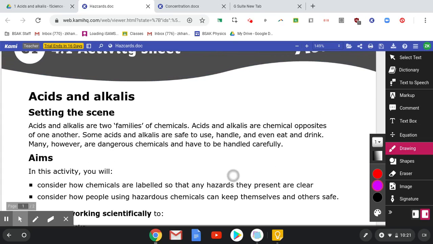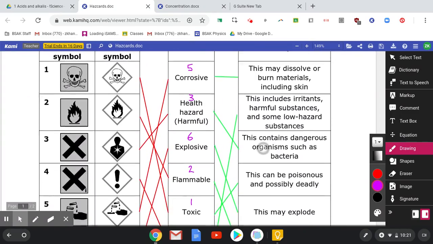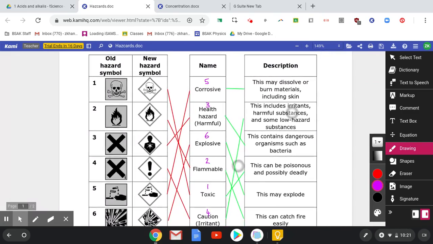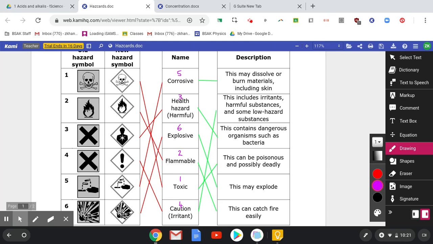So let's start with the acids and alkali sheet, the hazard sheet. If you look here, the symbols have been matched up. So the hazard symbol for toxic is the first symbol. The second symbol is the symbol for a flammable substance. The third symbol is a health hazard.